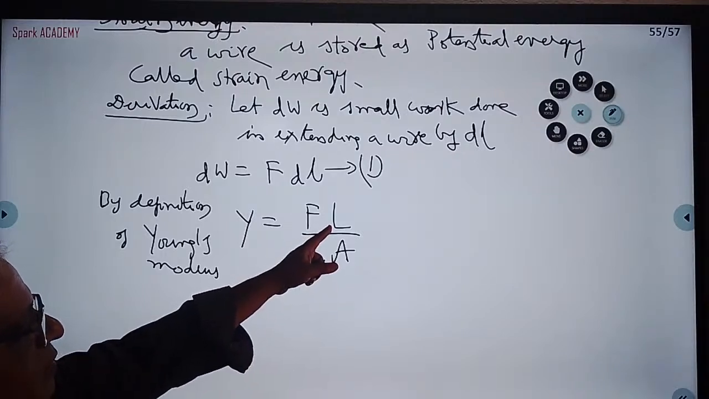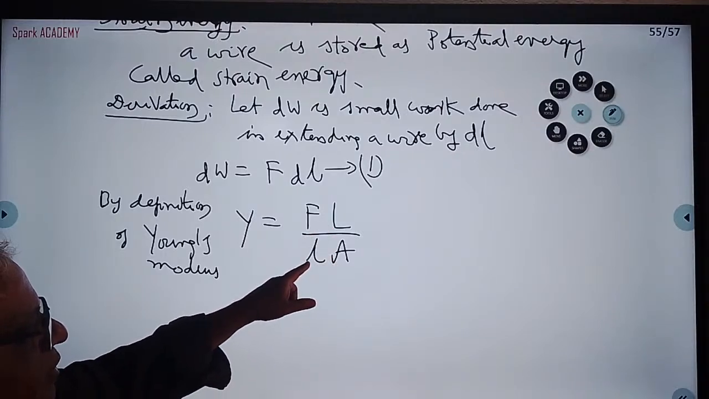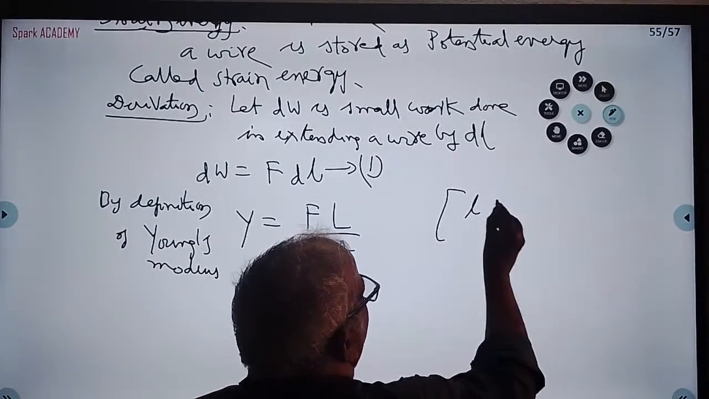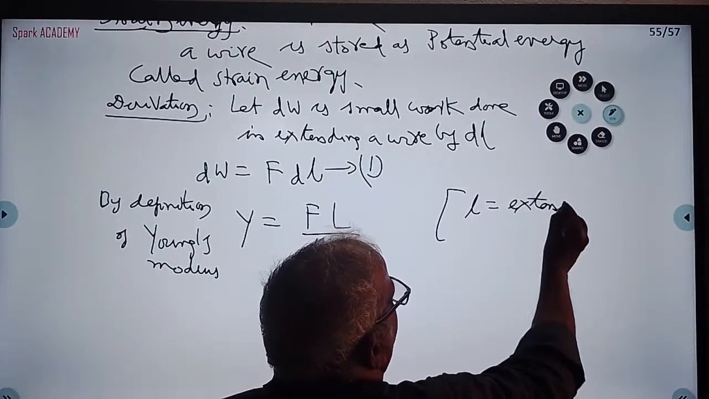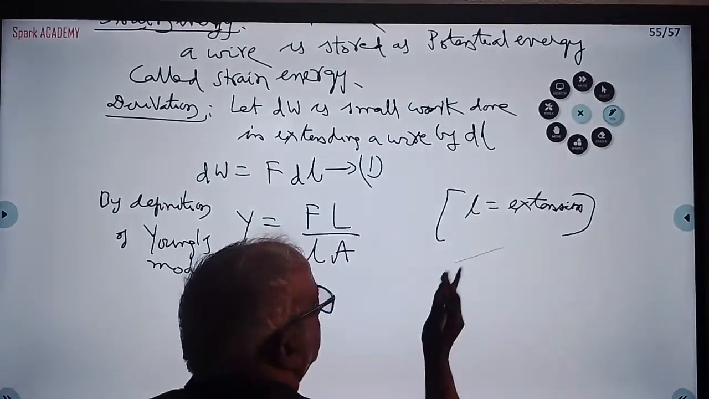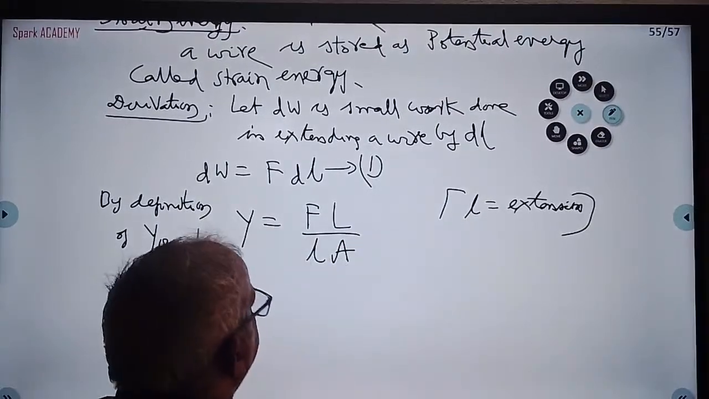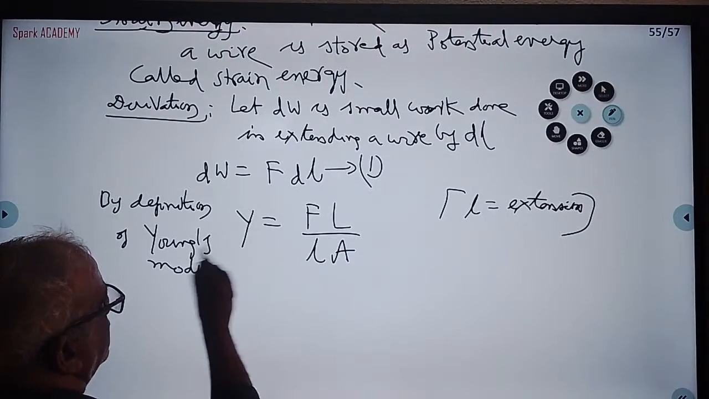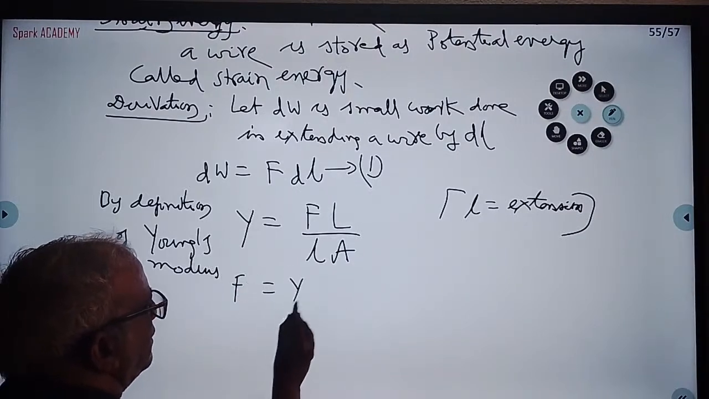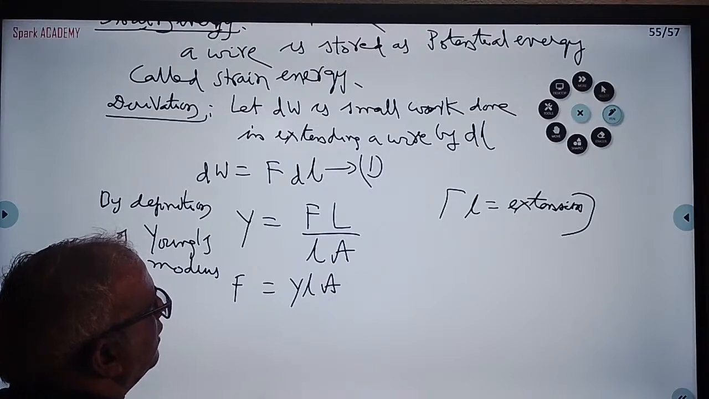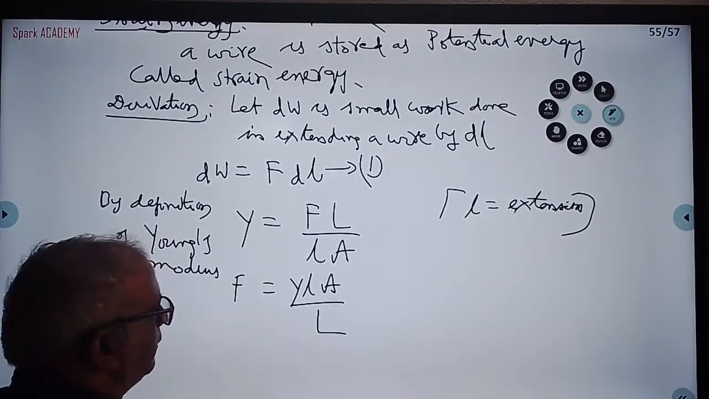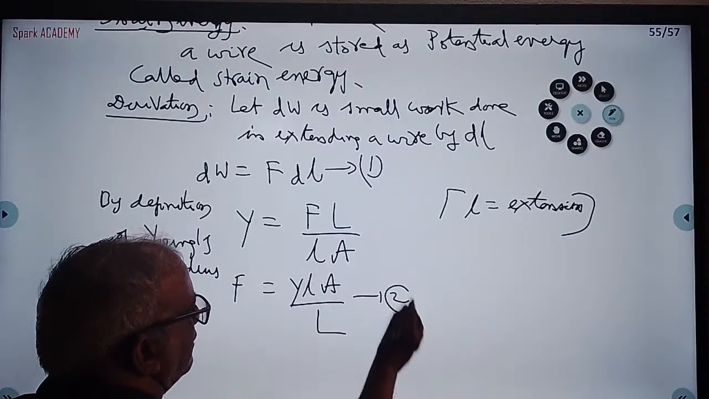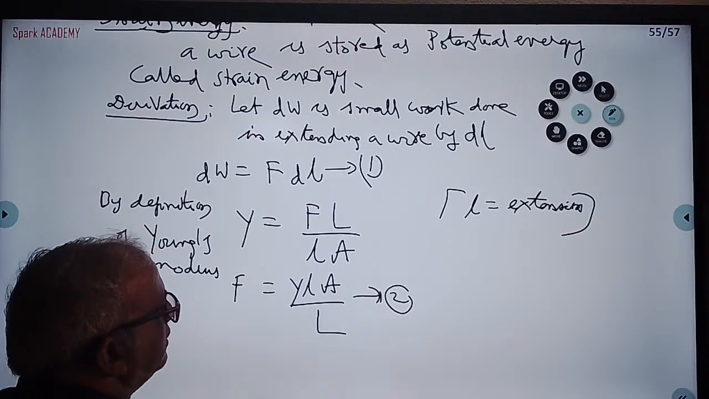What is L? The initial length. Small l is the extension. Generally we write e or delta L, but here we write l. From this, since Y is the constant Young's modulus, force can be written as F equals Y l A by capital L. This is by the definition of Young's modulus, and this is the second equation.